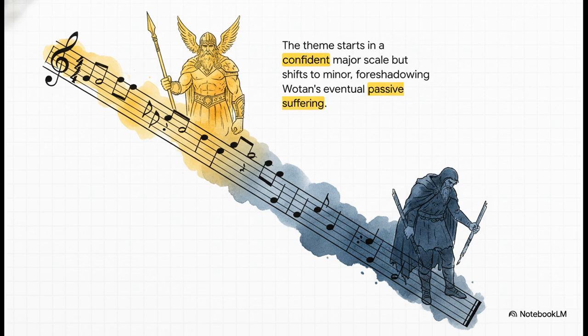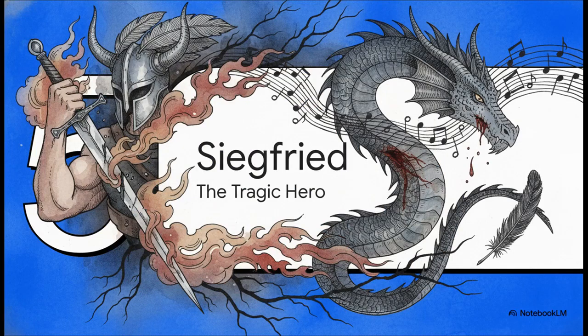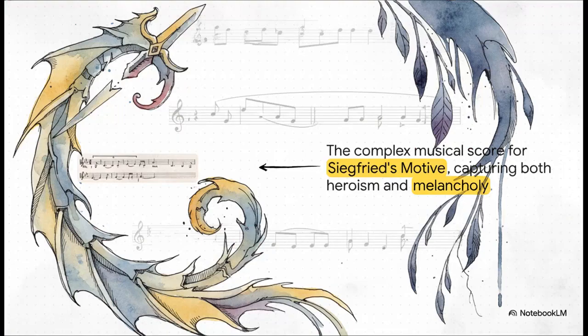It's just breathtaking. Finally, let's look at the cycle's great hero, Siegfried. He's this figure of incredible strength, courage, and freedom, but he's also destined for a tragic end. How can music possibly capture all of that at once? Well, this is Siegfried's main theme, and you can immediately hear its complexity. It's got two really distinct parts. One feels like a heroic call to arms, while the other has this deep sense of melancholy underneath it all.